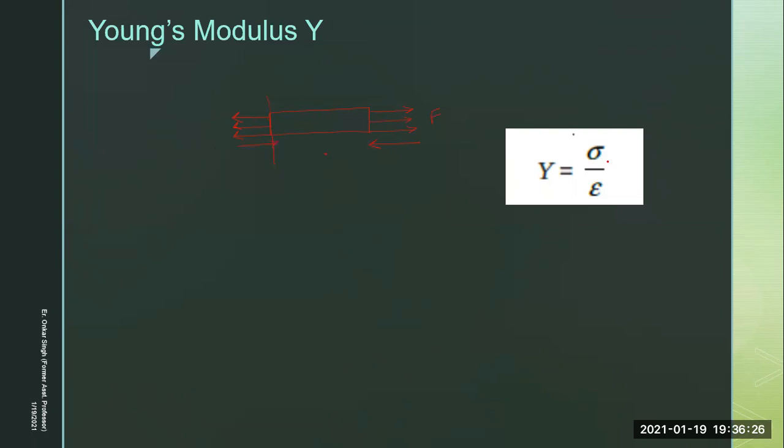This normal stress divided by longitudinal strain. What is longitudinal strain? Under the effect of this tensile force, obviously this bar would be elongated. The elongation is happening across the length, right? So that is longitudinal strain. Now Young's modulus is simply the ratio of normal stress by longitudinal strain.